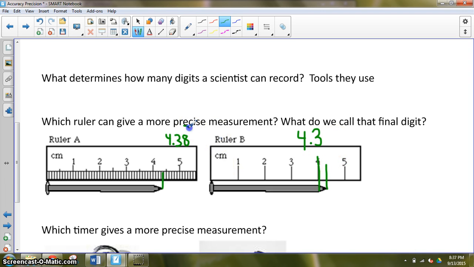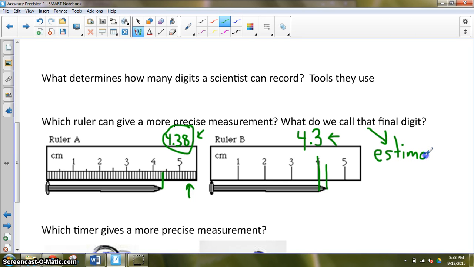Notice that of these two measurements, one is more precise. This one was able to give more specific data because of the type of ruler that we used. This one was not as precise, and we are limited by the fact that I only know for sure that it's between 4 and 5, and I have to estimate that final digit. So here, for this question, what do we call that final digit? It is the estimated one.